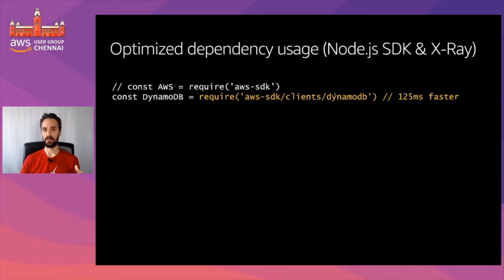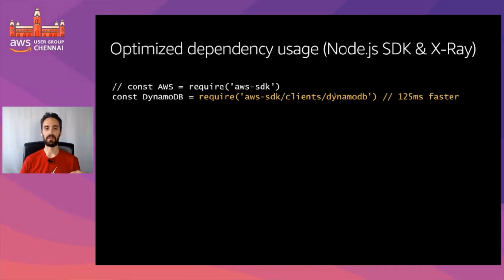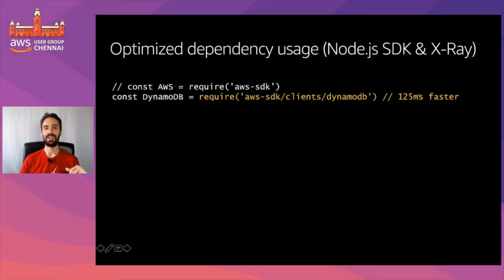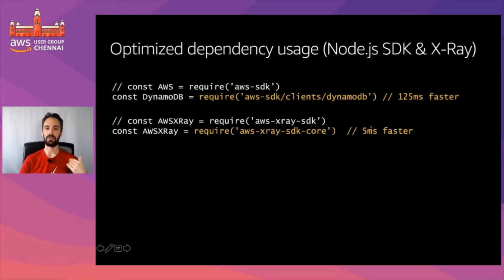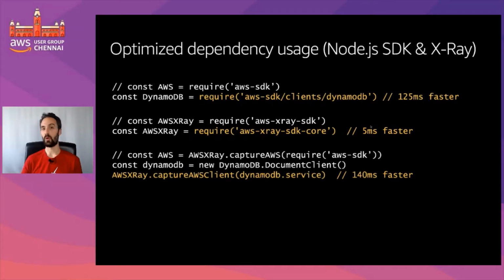Now in Lambda, depending on how many gigabytes of RAM, how much memory you have, this might end up with a pretty large savings in terms of milliseconds. And milliseconds means performance, but also means cost, because you're not paying for those 125 milliseconds. The same happens for the X-Ray SDK. So instead of importing the whole thing, if all you need is the core, you can shave off another few, 5, 6, 10 milliseconds. If you do both, you can get up to 140 milliseconds.